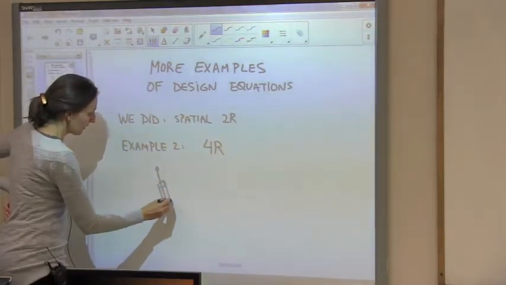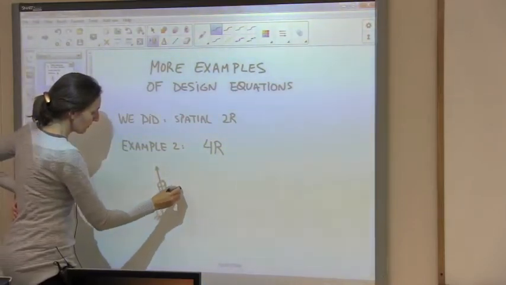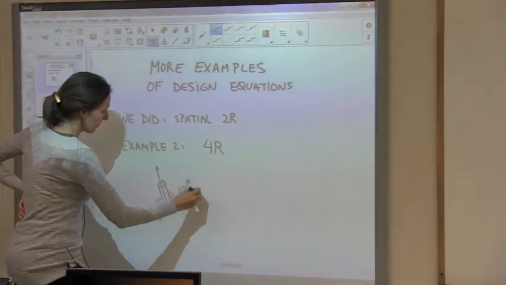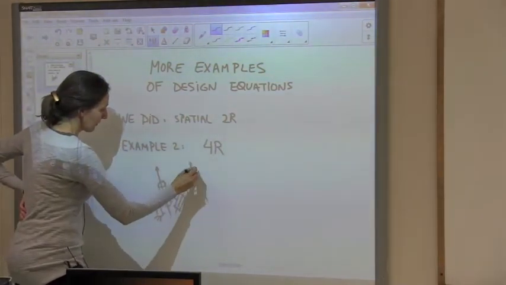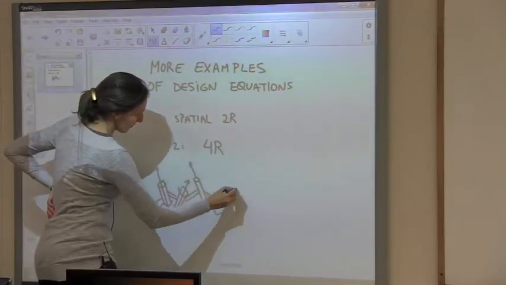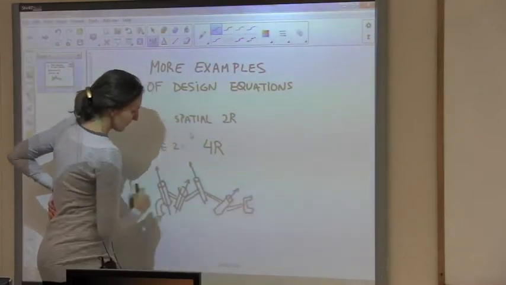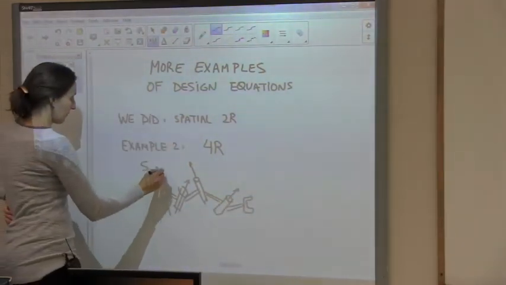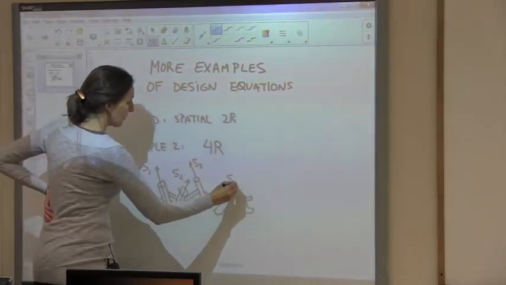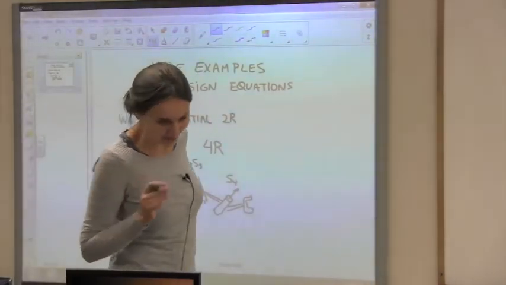You have a revolute joint, the first one, and we don't know where these joints are. A second one. A third one. And a fourth one. And then an end effector. S1, S2, S3, S4. So from now on, the course will be driven by your questions, and hopefully I'll be able to answer them.